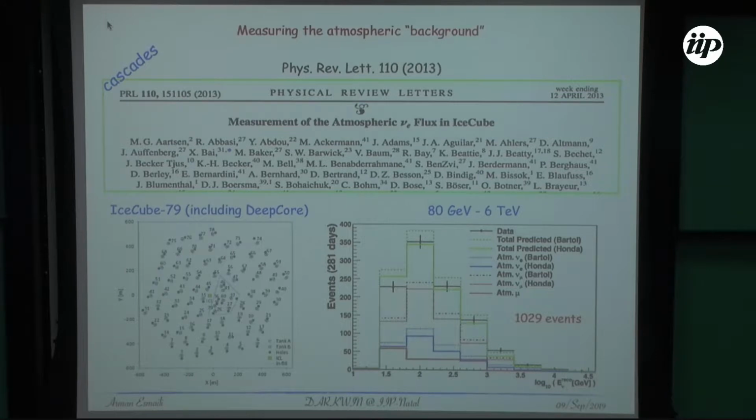Not only with the muon tracks, but Icecube also measured the atmospheric neutrinos through the cascades. This is very important because this is the first time that we are seeing the atmospheric electron neutrino flux. We don't have any measurement of this besides the Icecube data. This was done with Icecube 79, and I think they didn't update this analysis later, as far as I know. This was from 80 GeV to 6 TeV. Here you can see they have seen something like 1,000 events, of which more or less half is background, but half can be coming from the new flux.